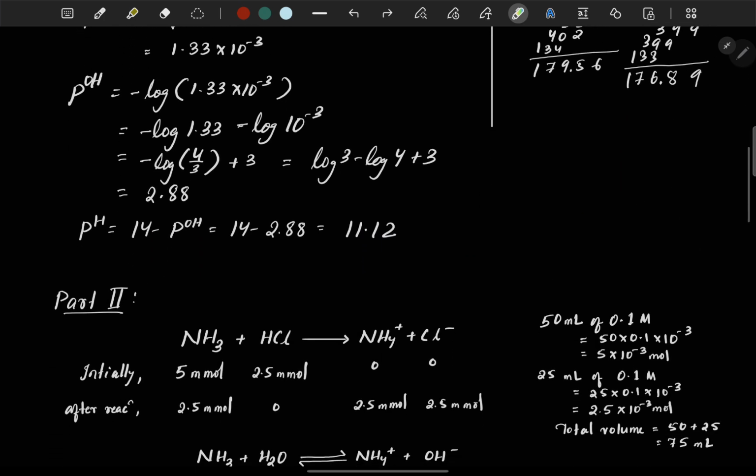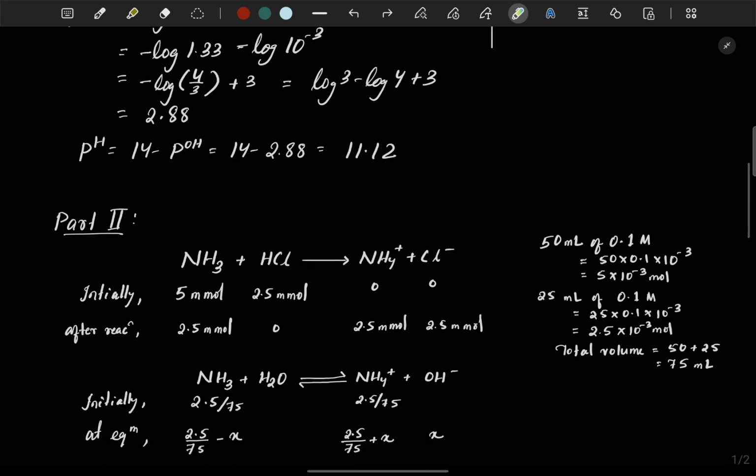Coming to part 2, we have provided 50 ml of 0.1 M HCl, 50 ml of 0.1 M ammonia solution and 25 ml of 0.1 M HCl. So in 50 ml of 0.1 M ammonia solution, what is the total number of moles? We all know 0.1 M means 0.1 mole in 1000 ml. So in 1 ml that will be 0.1 into 10 to the minus 3. So in 50 ml that will be 50 into 0.1 into 10 to the minus 3, which will be 5 into 10 to the power minus 3 mole, or we can say 5 millimole.